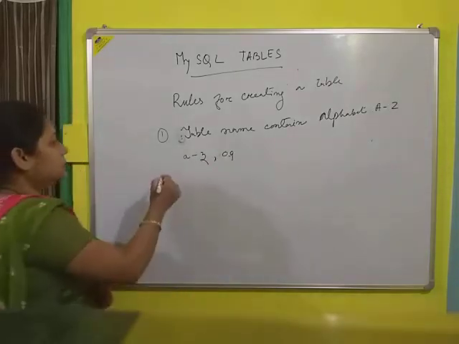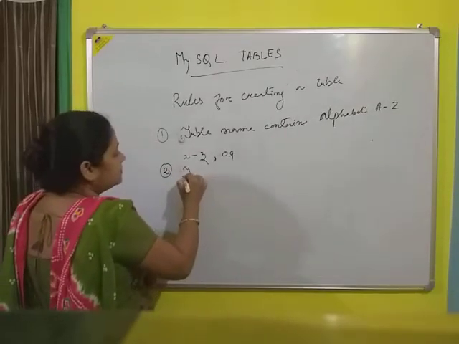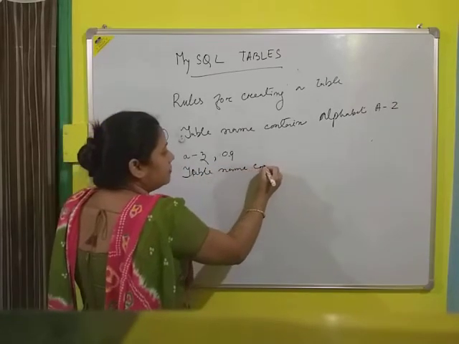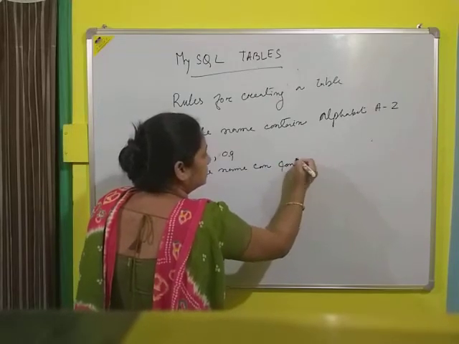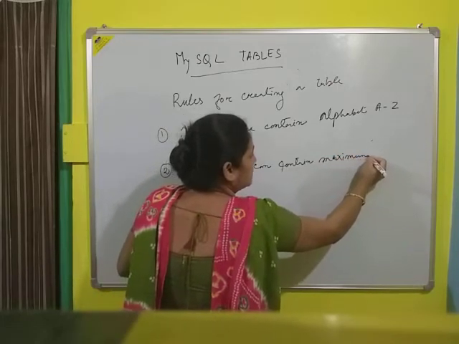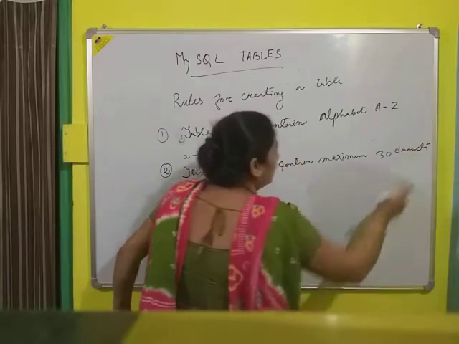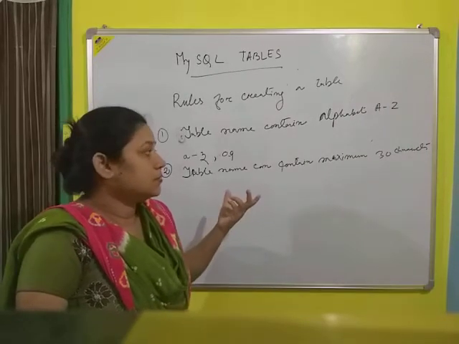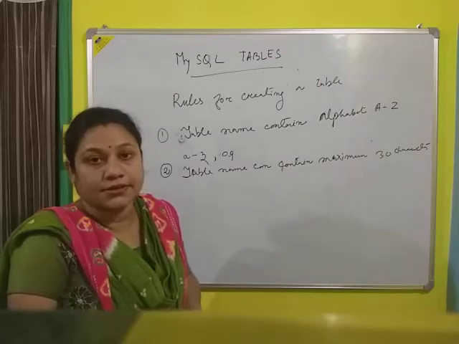Then number 2, the table name can contain a maximum of 30 characters. So when you name the table, the character length of the table name is a maximum of 30 characters.